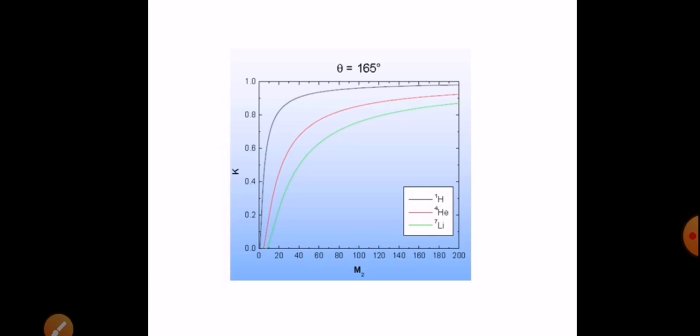M2 is taken along the x-axis and k is taken along the y-axis. So what is happening to k when M2 increases? That is shown here. Here three incident particles are selected: lithium, helium, and hydrogen. The green line shows the graph for lithium, the pink line shows the graph for helium, and the ash colored line shows the graph for proton or hydrogen. So if the incident particle is lithium, then with the change in mass M2, what is the change in kinematic factor? That is shown here. And for helium, it is shown here. And for hydrogen or proton, it is shown here.